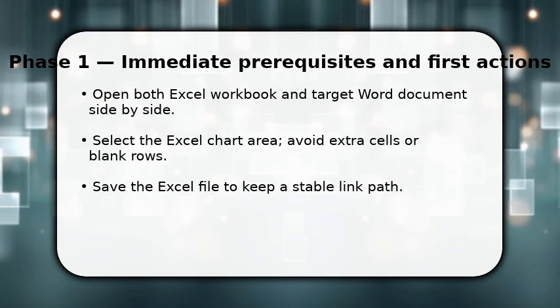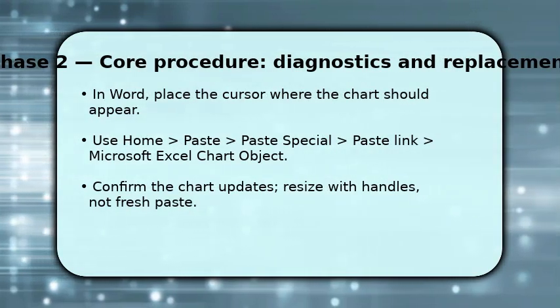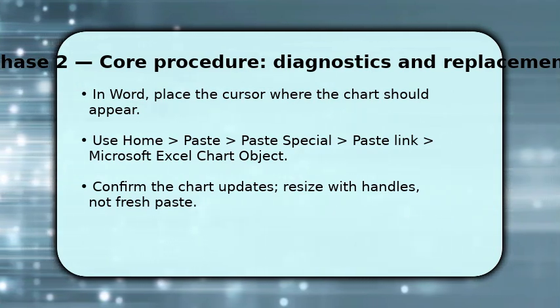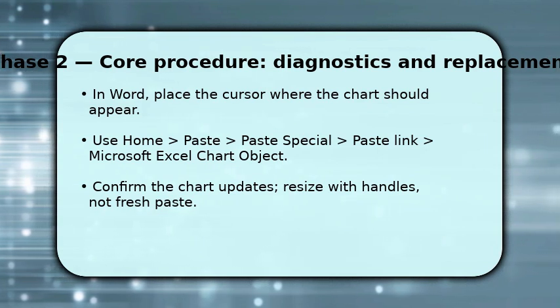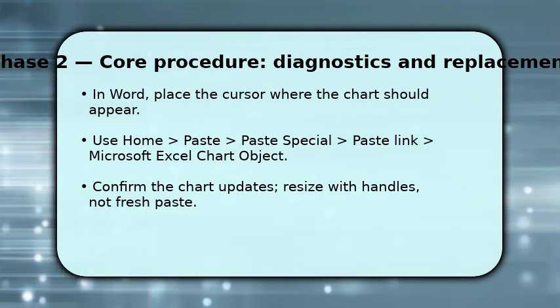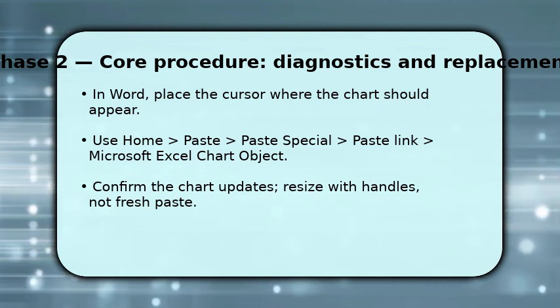In your Word document, position the insertion point precisely where the chart belongs. Then open the Paste Special dialog from Home, Paste, Paste Special. Choose Paste Link and select Microsoft Excel Chart Object. That's the only way to create a dynamic link. Click OK, and Word embeds a linked object that reflects Excel data.